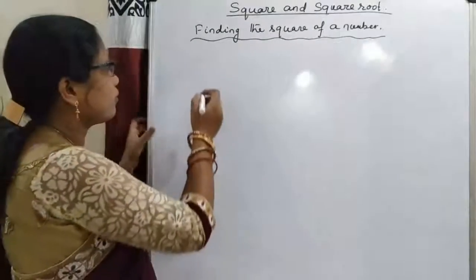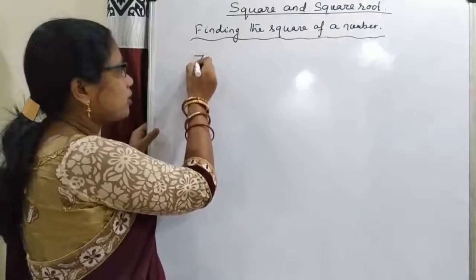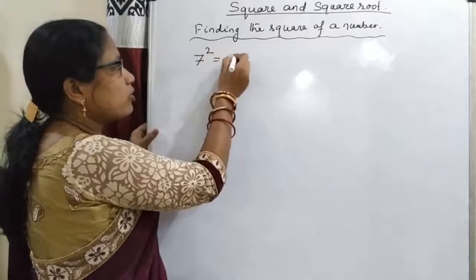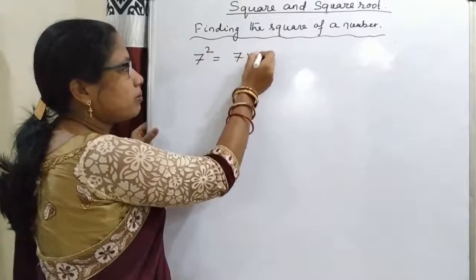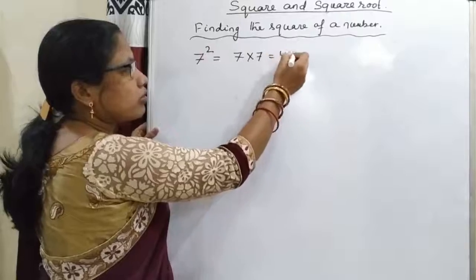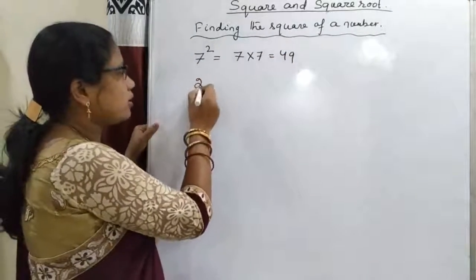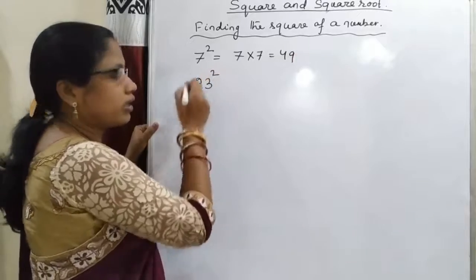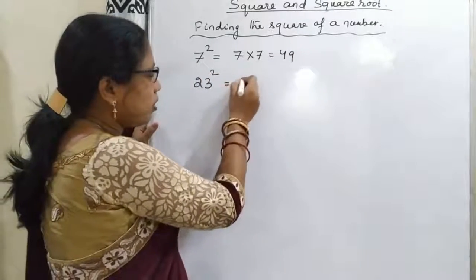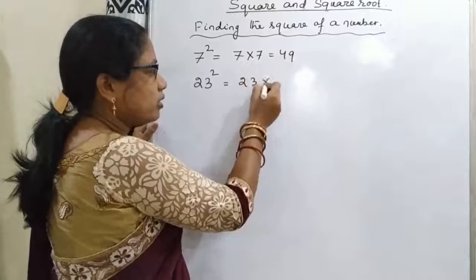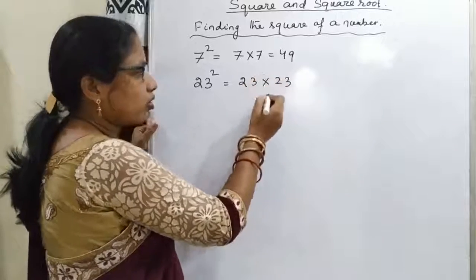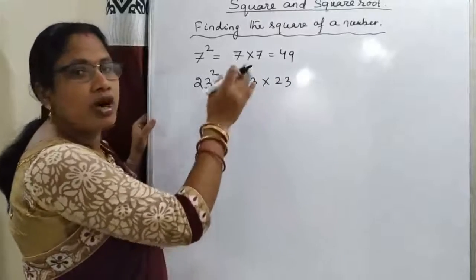If you are asked to find the square of 7, you can simply multiply 7 by 7. So this is equal to 49. If the question is to find the square of 23, you can simply multiply 23 with 23, or you can use the identity.